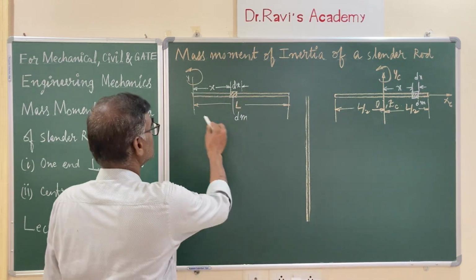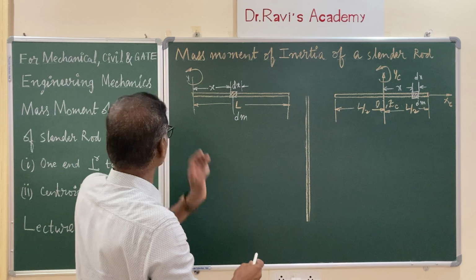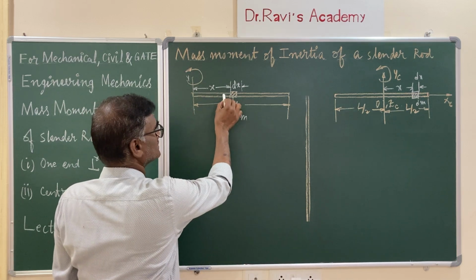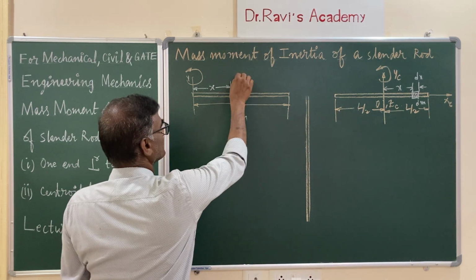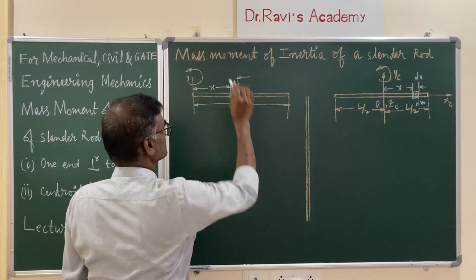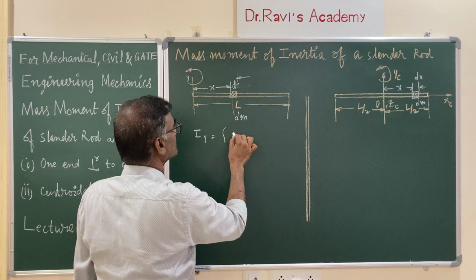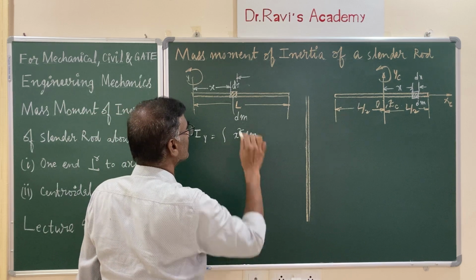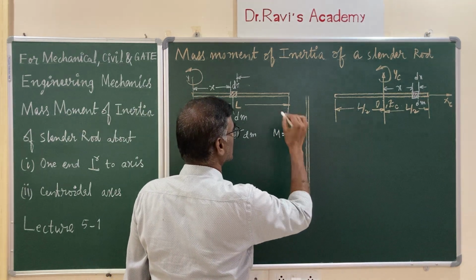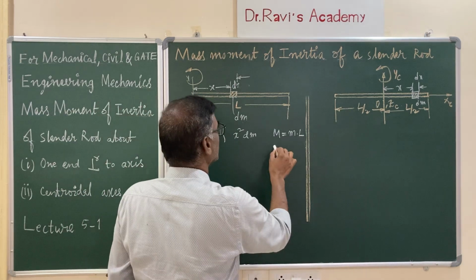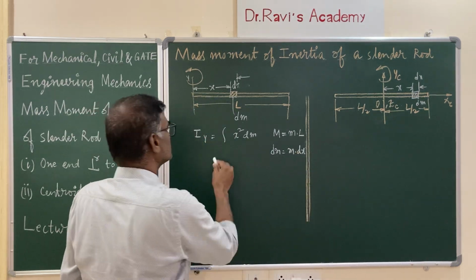Here, in the first figure, assume that the slender rod is revolving about the y axis, which is the axis perpendicular to this. Let us select an element at a distance x from the y-axis, where the elemental mass is dm and the elemental length is dx. The definition is I_y equals integral x square dm, and let us consider m as the total mass, which is equal to mass per unit length into total length.